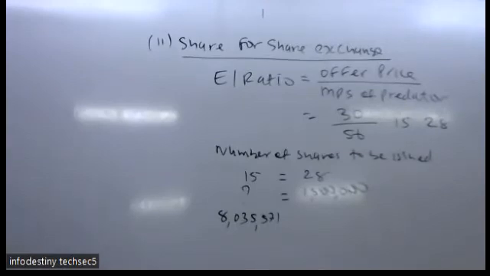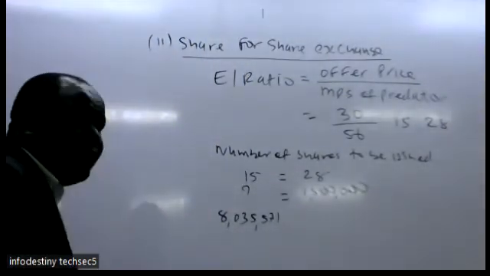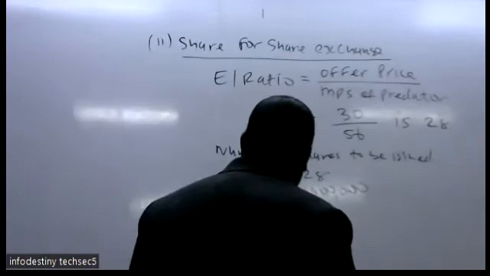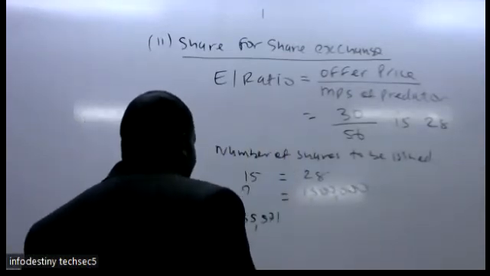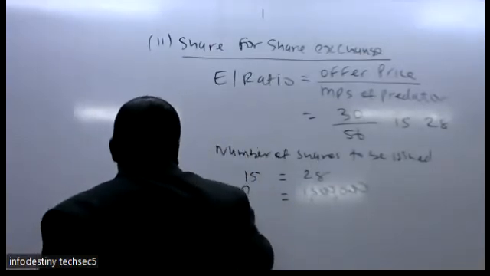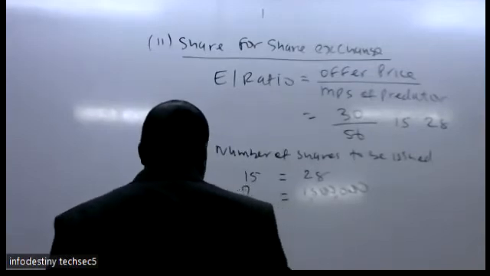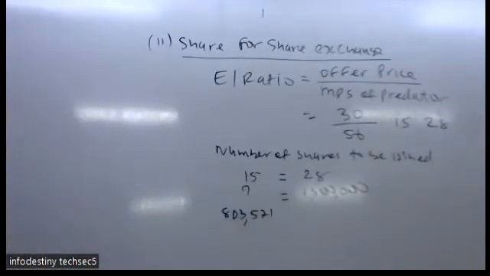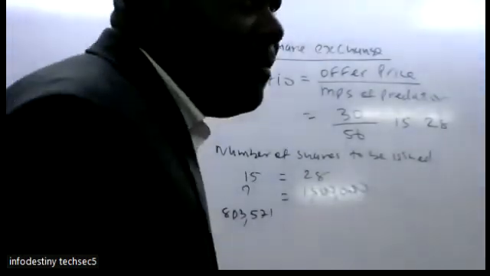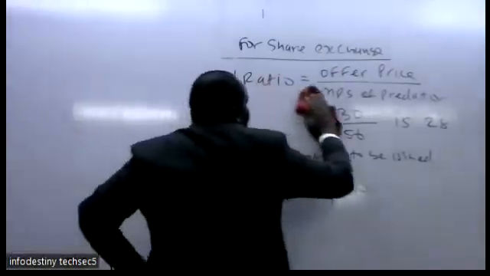So once you have done that, we can now compute what should be the earning per share. The 803,571 is the number of shares to be issued. So once you have done that, we now compute the earning per share of the predator after the merger.